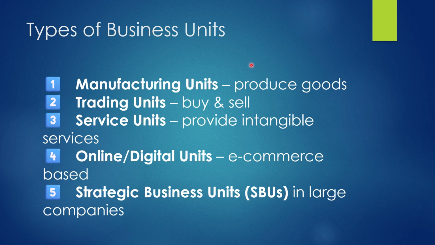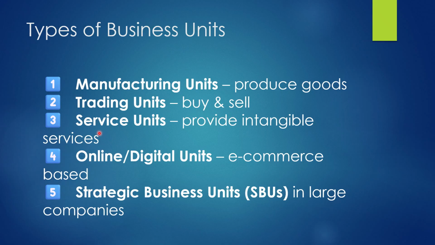Now we talk about types of business units. These business units come in various forms depending on the nature of their operations. Like when we talk about manufacturing units, these units focus more on producing the goods. For example, automobile, textile, electronics, etc. Then the other type of business unit could be a trading unit. It is involved in the buying and selling of goods, like wholesalers, retailers, online sellers.